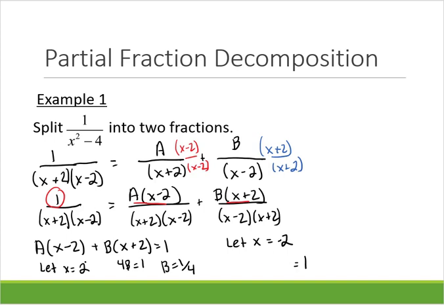If I plug in -2, here I get -4A. There it's 0. So now A equals -1/4. So splitting this up into two fractions, I have A is -1/4 over x plus 2 plus B.